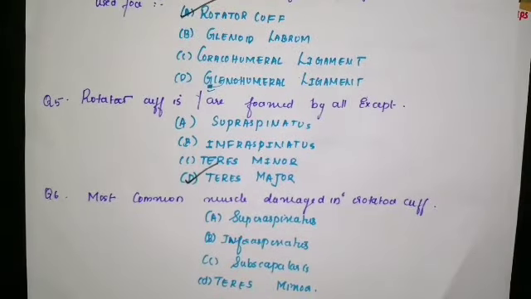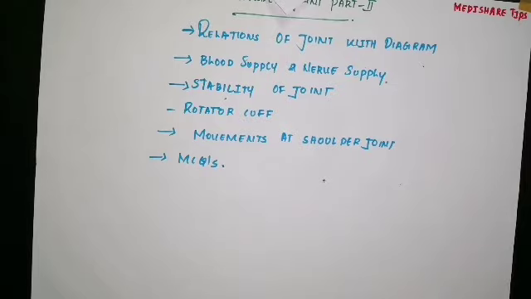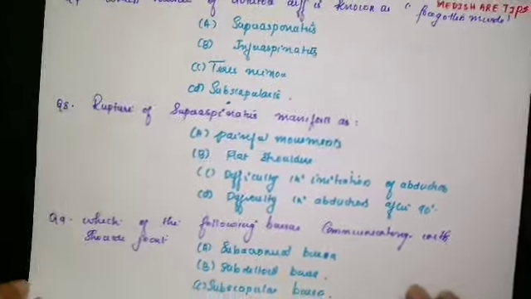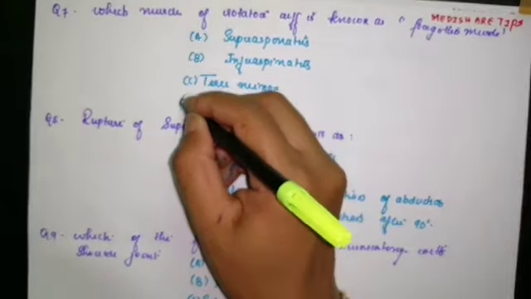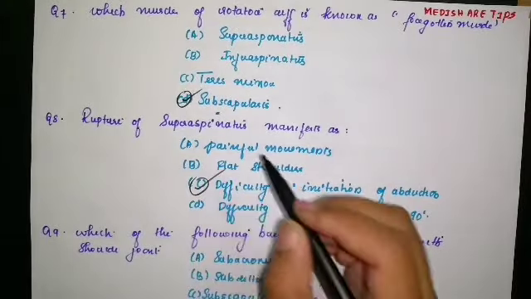Question number 6, most common muscle damaged in the rotator cuff? I have mentioned this is supraspinatus. Seventh question, which muscle of the rotator cuff is known as the forgotten muscle? I have mentioned this, that is option D, subscapularis. Next question, rupture of supraspinatus manifests as? We know that supraspinatus is an initiator of abduction. So when there is rupture of supraspinatus, it will manifest as difficulty in initiation of abduction. Option C is the right answer.